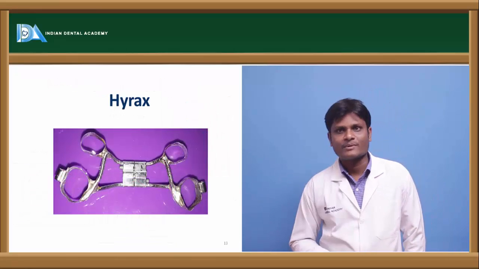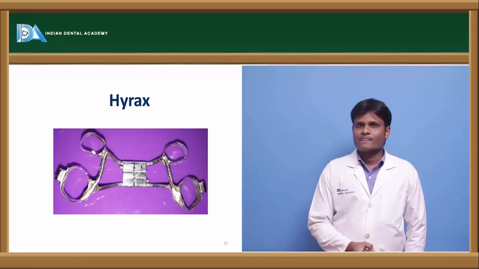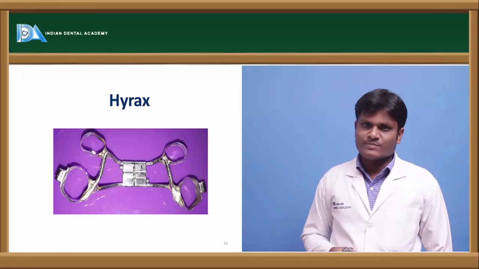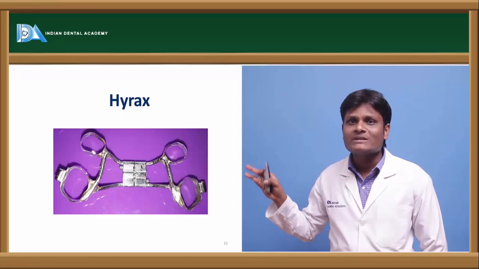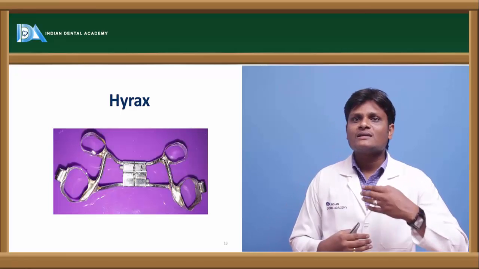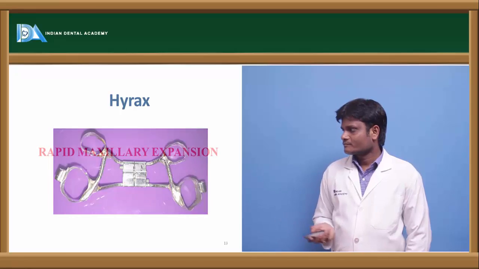And this is a Hyrax appliance, which is the most commonly used appliance for expansion, where we will band the first premolars and first permanent molars, and the Hyrax appliance will be soldered to these bands, cemented in the patient's mouth, and activated in a sequential manner to expand the maxilla.